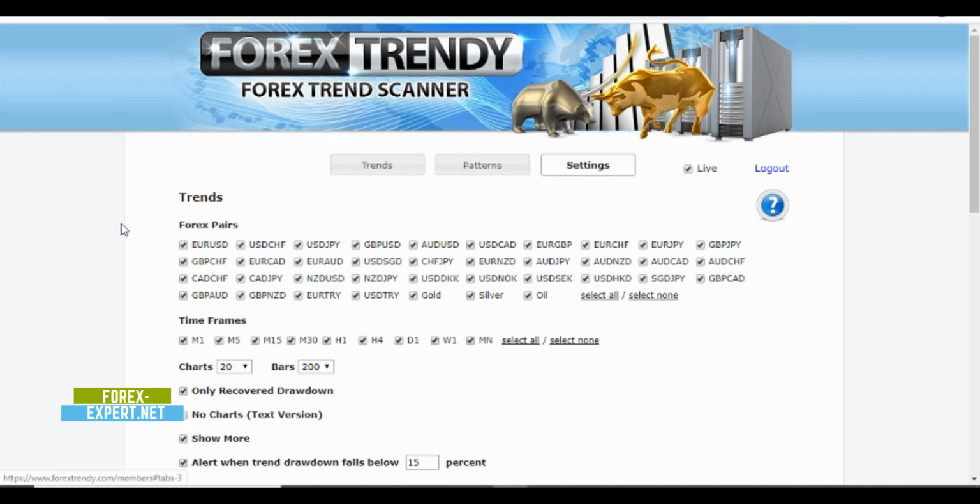In the settings section, you will find all you need to operate. There are the forex pairs. Imagine you are trading with the common ones, so you will select only the common ones, or you are trading with 34 forex pairs plus commodities, and then you select all of them.